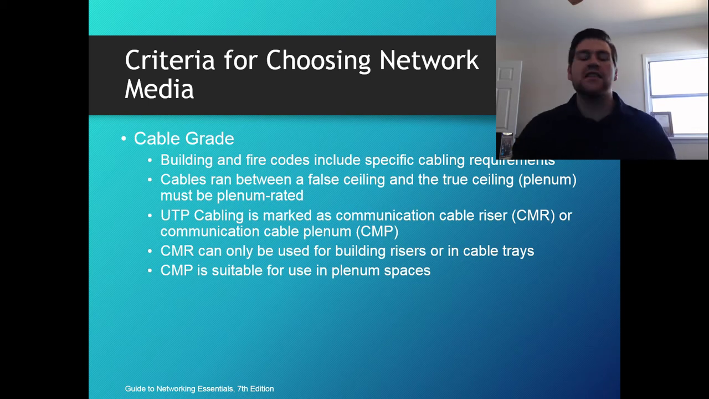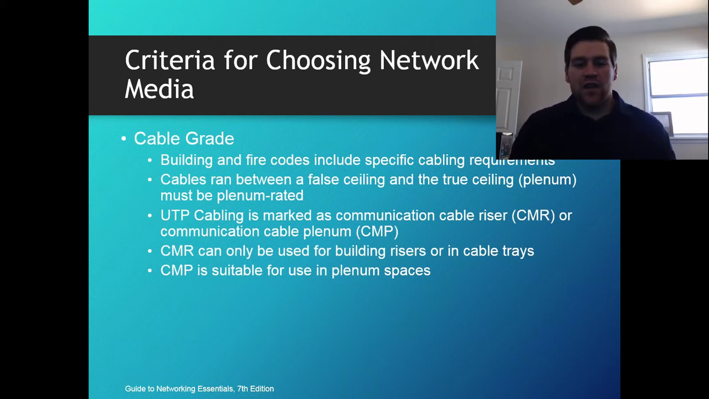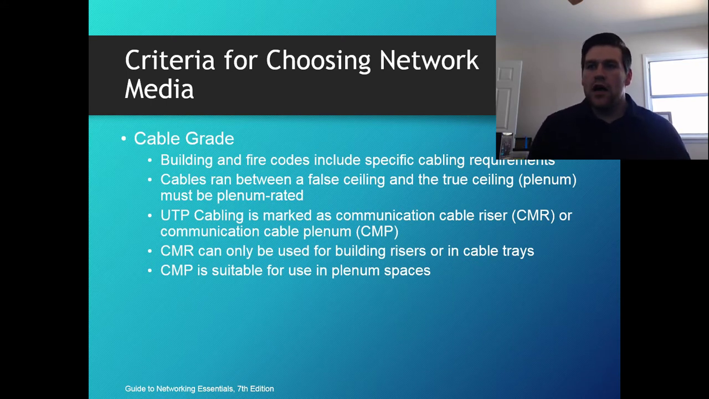So the CMP is for communication cable plenum. So that's what it stands for. But UTP is typically what you're looking at when you're seeing those labels: CMR, CMP, and CMX. And again, CMX is for outdoor rating. It's mostly an issue of fire safety.